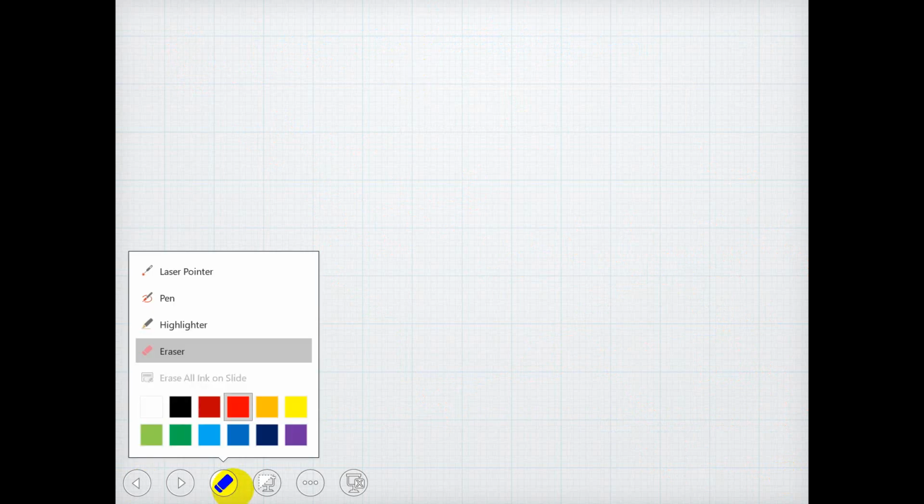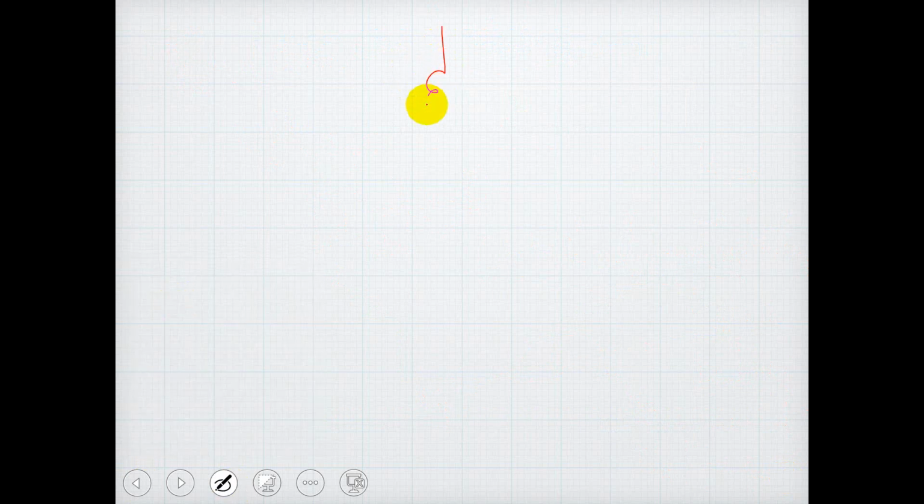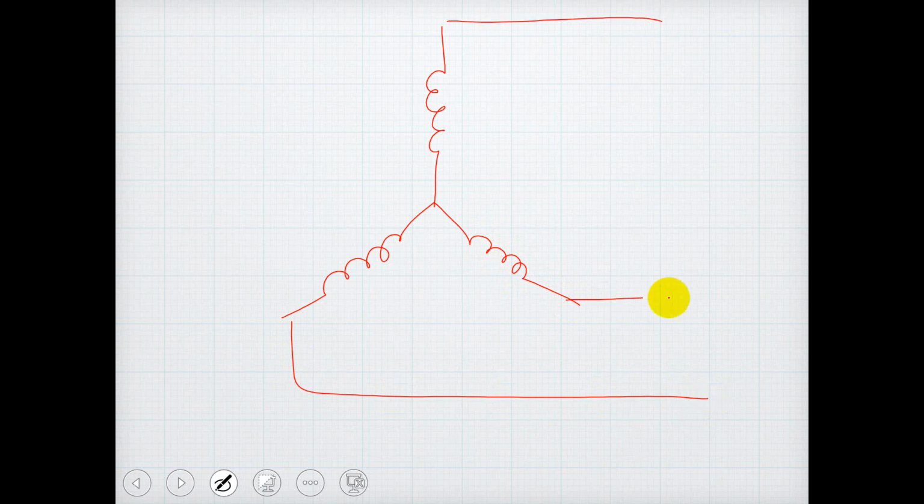So let me rewrite the same thing now with the pen. This is a three phase star connection with the windings, a balanced star connection. This is connected to the line. Let me say this is the supply and it is connected to the load.